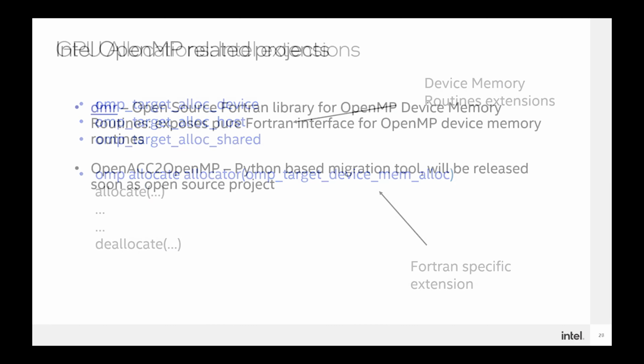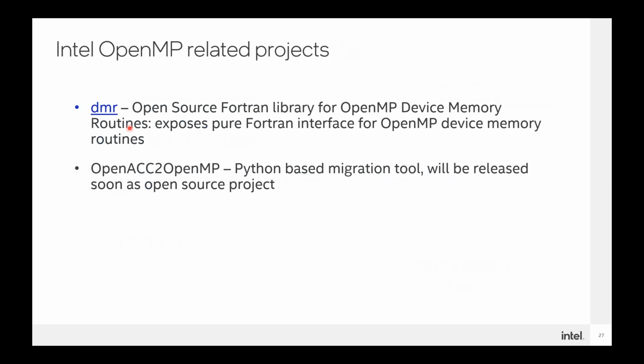Or you can try to use DMR. I developed this library. This is an open source Fortran library that exposes pure Fortran interfaces for OpenMP device memory routines. So you don't need to mess up your code with ISO C binding, declare C pointers, nothing like that. You just need to declare a variable as pointer and then call, for instance, the routine of DMR that takes care of data allocation, and that's fine.